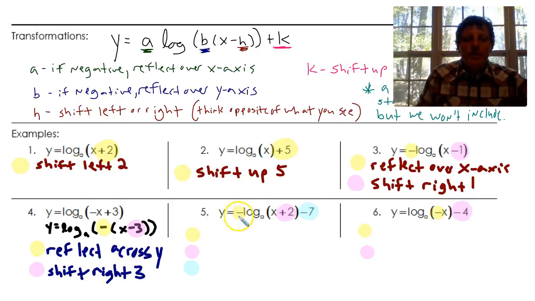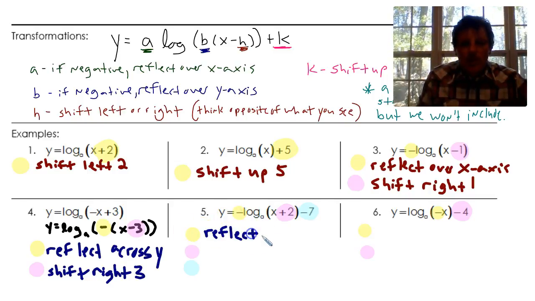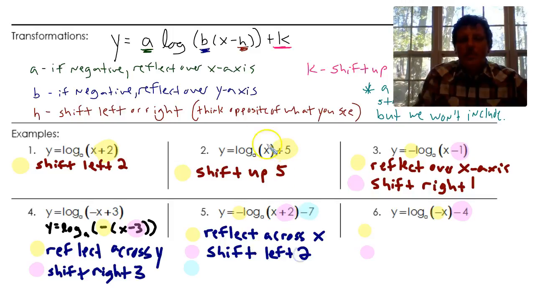In example 5, we see three transformations. We have this negative at the very front, which by now hopefully we're seeing is a reflection, and it's going to reflect across the x-axis. We see x plus 2 inside the logarithm, so that is going to be a shift to the left, since it's always the opposite of what we see in there. The opposite because the basic function that we're using is minus h. So to get x minus something to give us positive 2 would have to be minus negative 2, and that would cause it to shift to the left. I hope that kind of makes sense. And finally, at the very end, we have the minus 7, so that's going to be a shift down 7.